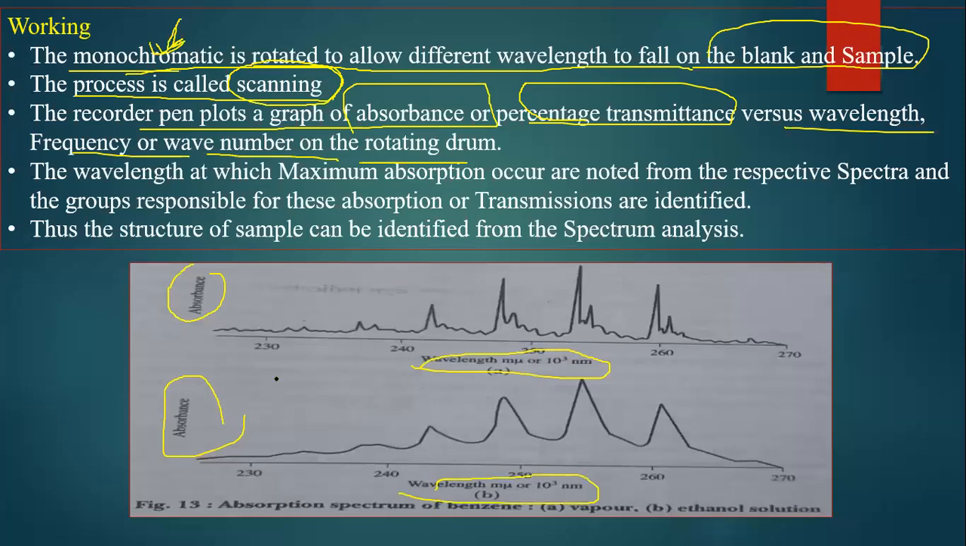So there are two spectra. One is for benzene in the vapor state, and the other is in ethanol solution.